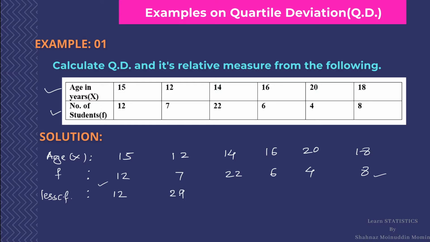Then add this 19 with the next frequency 22, that is 41. Now add this sum 41 to the next frequency 6, and it is 47. Then add this 47 to 4, so it is 51. And last, add 51 and 8, the last frequency, so it is 59. Here n, the total number of students, the sum of all frequencies, is equal to 69.